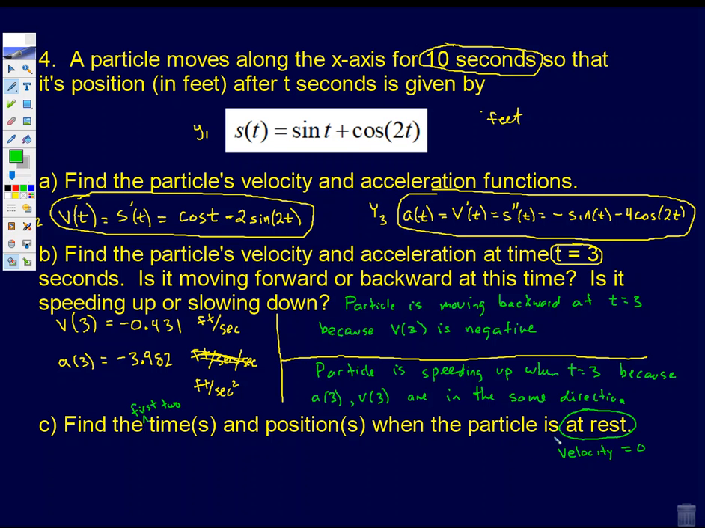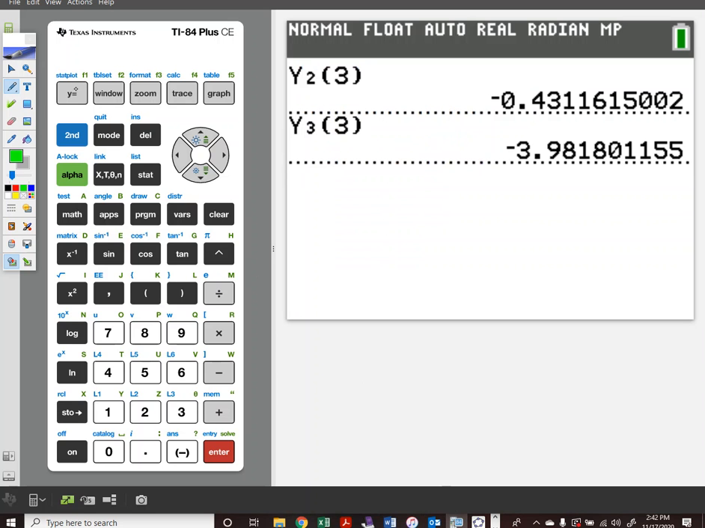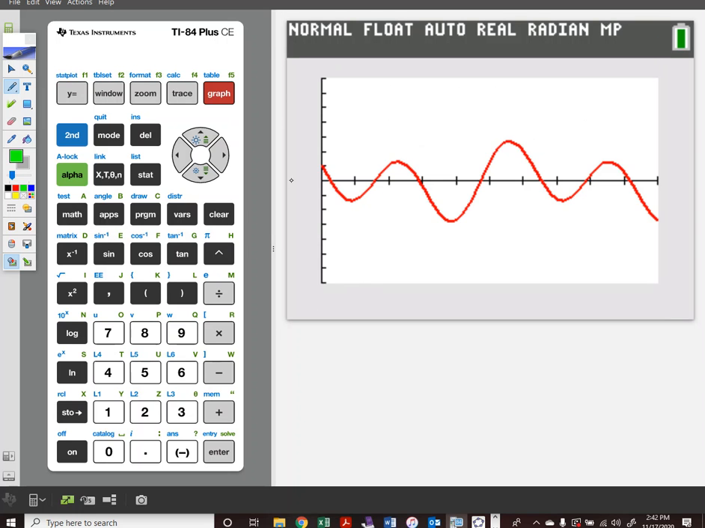So in other words, to find these times, we must find the times when the velocity is equal to 0. Let's go to our graphing calculator and see the velocity function and see how we're going to solve this. I've got my velocity function, y2 is the only one I'm graphing now. So I'm going to go ahead and graph.